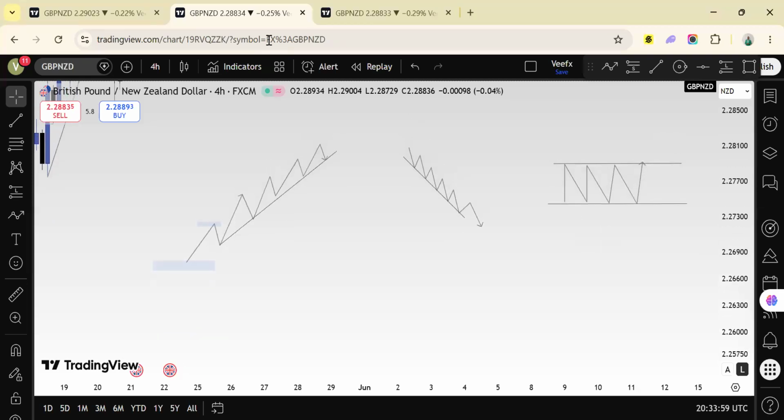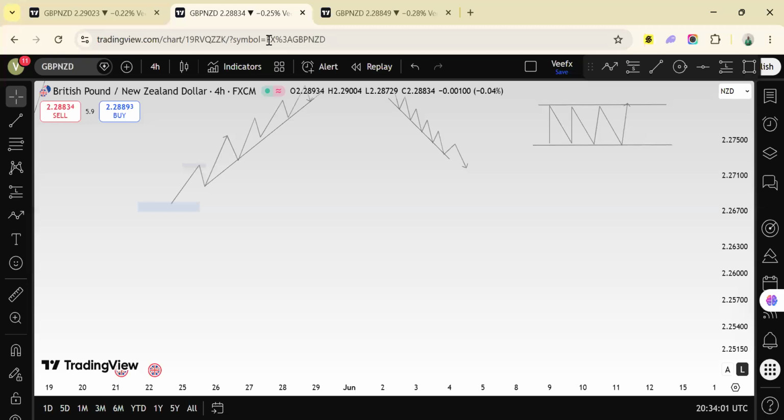Now, there are two things that you should look out for in every trend. In any type of trend that you see, either an uptrend or a downtrend, there are two things that you should be looking out for in the market. Either you're looking to join the trend, which means you're looking to continue in that trend, or you are looking to take a reversal of the trend, which means you're looking to trade against the trend.